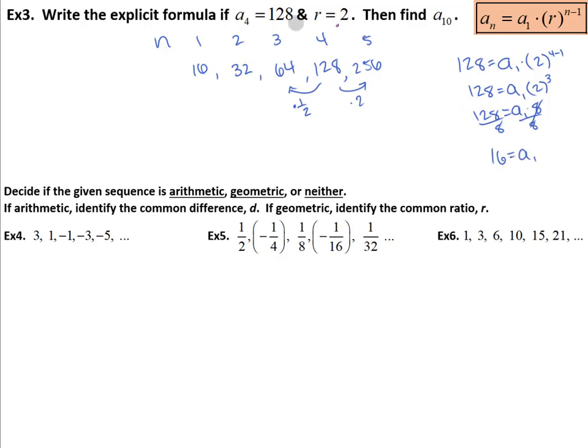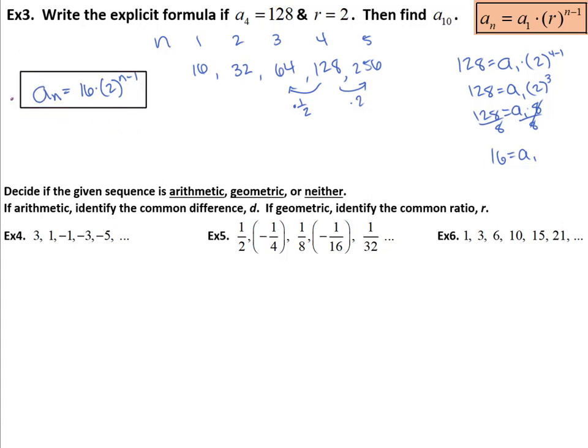So we can algebraically solve for it, or because we were pretty close here, we could probably just reason our way back. But now we have the first term, we've got our common ratio, we can write our formula. The value of the nth term equals the first term, 16, times our common ratio, which was 2, to the n minus 1 power. There's our formula.